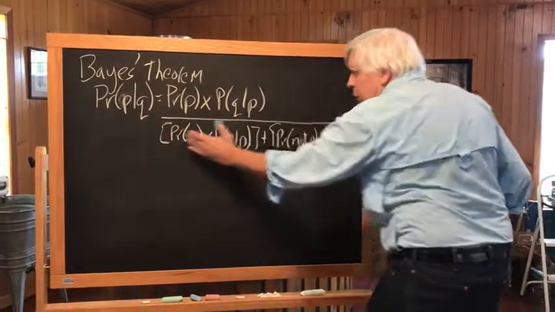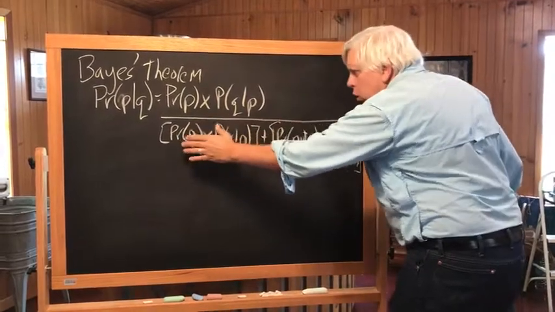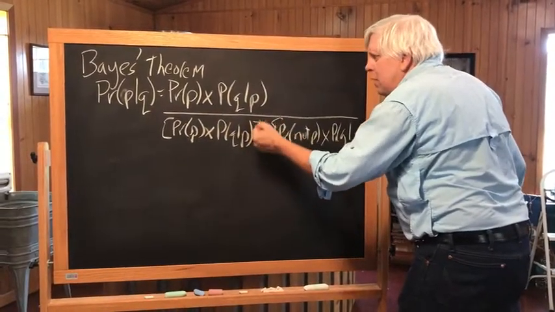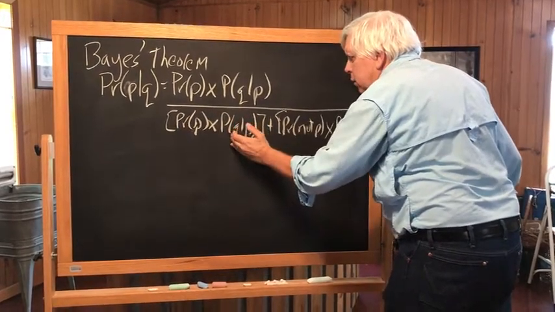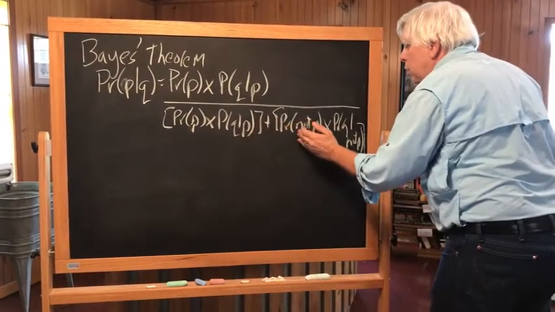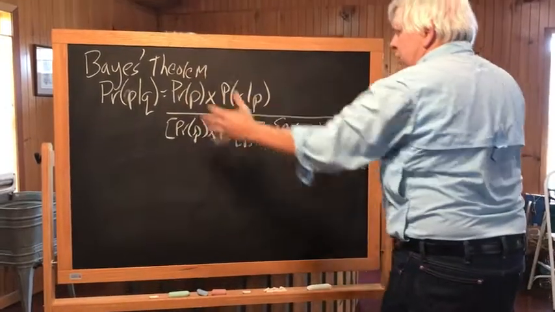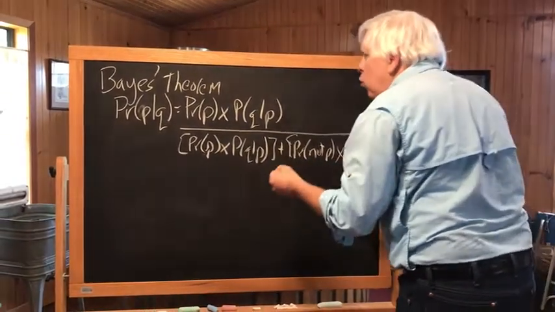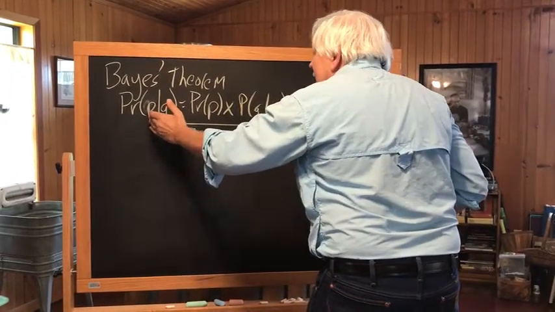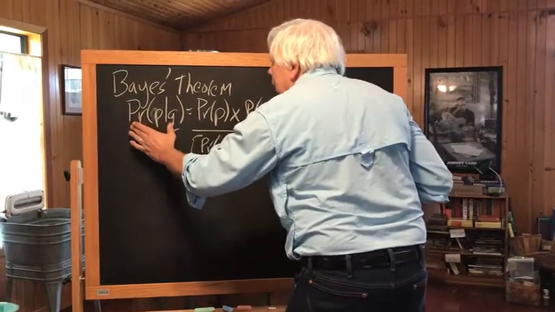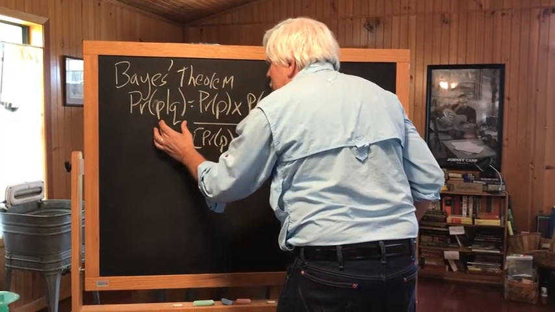And this entire expression under the divisor line is the total probability of Q: the prior probability of P times the likelihood of Q given P, plus the probability of not P times the likelihood of Q given not P. All of this combined in this way gives you a way of computing the probability of P given Q. In other words, it tells you how to calculate the posterior probability of P in light of Q.